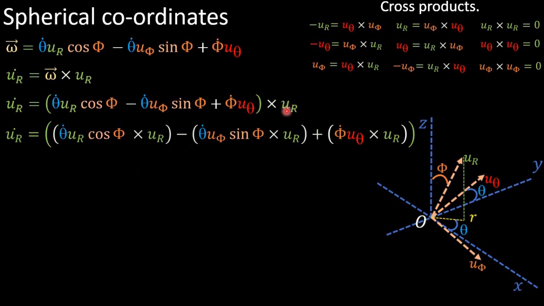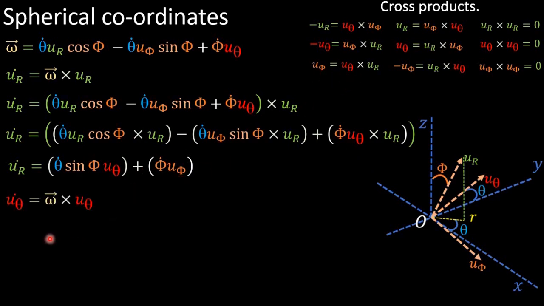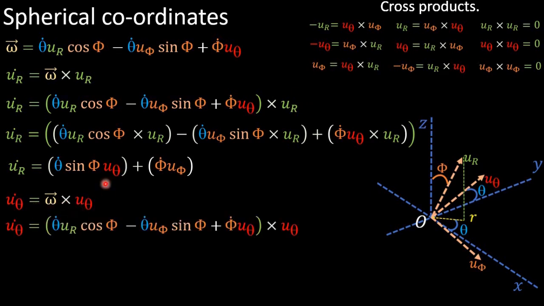All I did was expand the bracket and take the cross product with each unit vector inside the bracket. The cross product between u sub r and u sub r gives 0. The cross product between u sub phi and u sub r gives u sub theta. And the cross product between u sub theta and u sub r gives positive u sub phi, as shown here. Now we'll do the same thing for u sub theta dot: the cross product between the total angular velocity and the unit vector u sub theta. Again I'll substitute omega into there from here, and I'm crossing that with u sub theta.